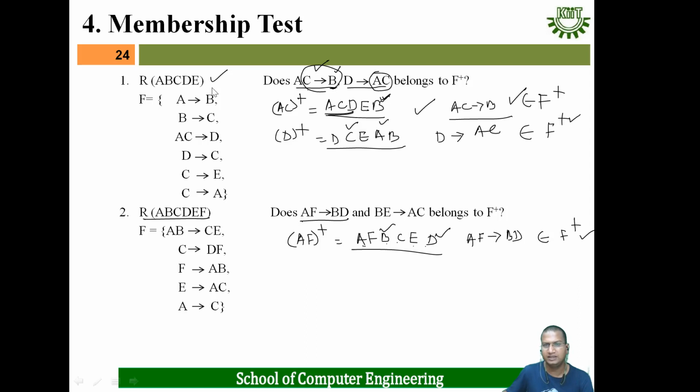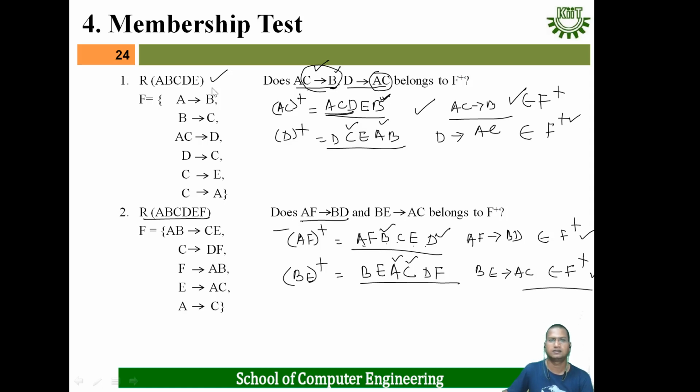Similarly, we have to check BE determining AC. Then we have to find out BE closure. BE closure will be BE first, then from BE to AC, then AC is present, from A, B; C is present, from C, DF is present. That means all the attributes can be derived from BE. That means AC is present here. That means BE functionally determining AC belongs to F closure. You can say like that. In this way we can find out the membership test.